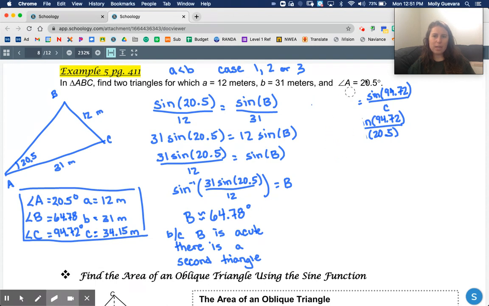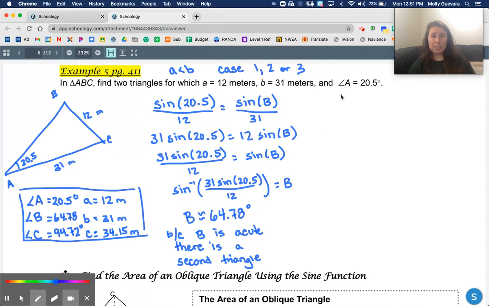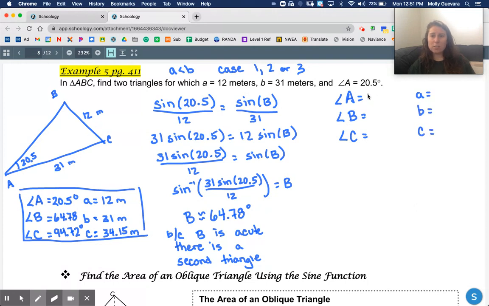Now, I know that there is a second triangle. So I'm going to go ahead and write down the information I need for the second triangle. A is still going to be 20.5. That's not going to change. Side A is still going to be 12 meters. Side B is still going to be 31 meters. Angle B now is going to be the supplement to this angle B.